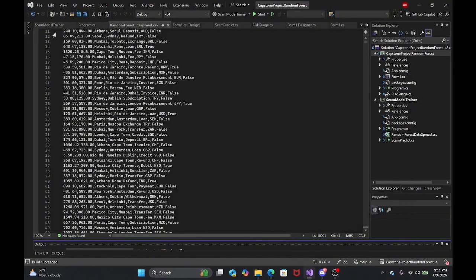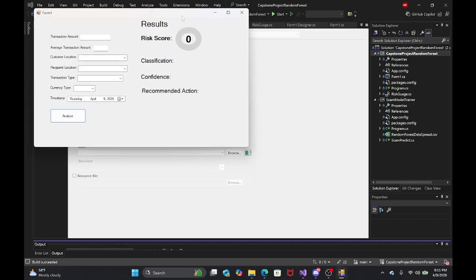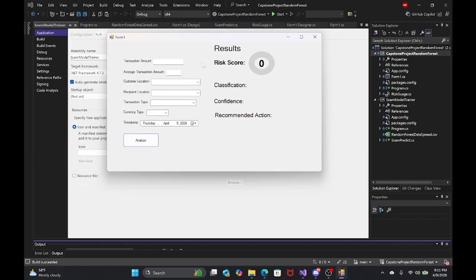All right, and then we'll get into the UI. Hopefully this doesn't crash. All right, it didn't crash. That was awesome. Then we will test our UI. This is our UI. We have a low risk gauge here. And I did end up just leaving the timestamp because I like the calendar that Microsoft Visual Studio has. It's cool. So I left it in there.